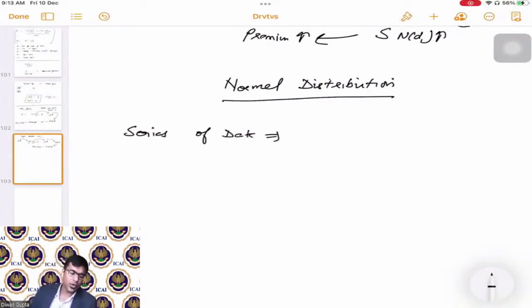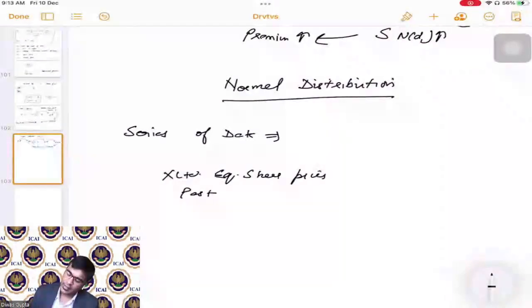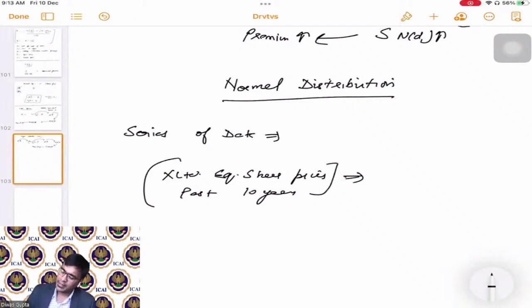Let's say you have it from the stock market, X Limited equity share prices. You have the past 10 years, you have that series. Day on day, what are the prices of the X Limited equity shares? With this data, can you take out two things? One is mean and one is standard deviation. That obviously you can take out.